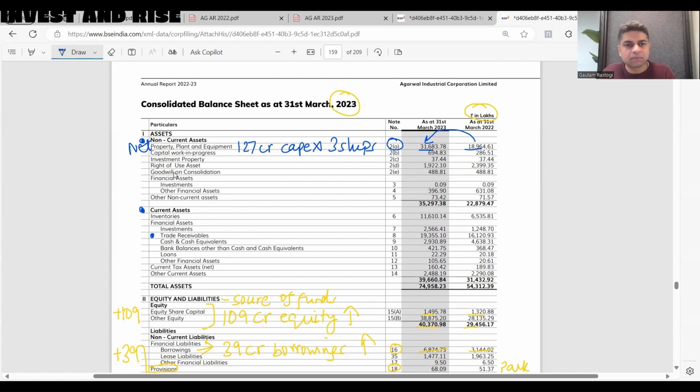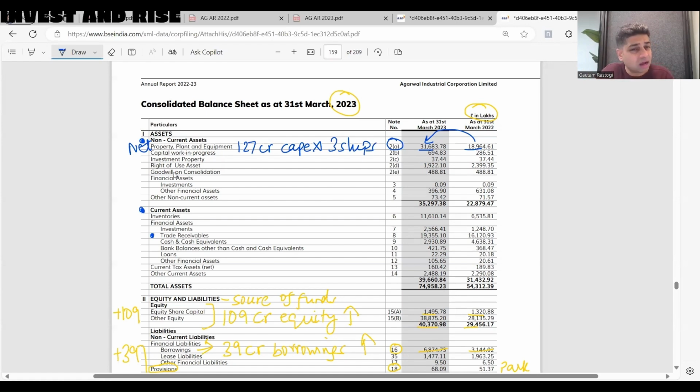All right. Now moving forward, there is something called capital work in progress. It's a smaller number, but it's whatever construction activities that they have done. Once they finish construction, they'll create an asset. That asset will get added to their PPE. But it's too small a number. Let's not worry about it. Investment property is too small a number. Then again, right of use asset. Again, it's just a corresponding accounting entry to your lease liability, which we already discussed briefly.